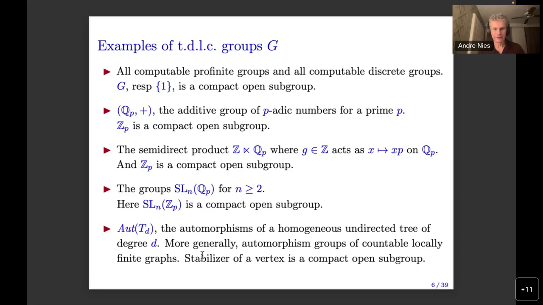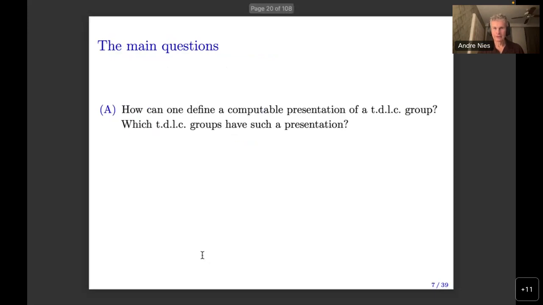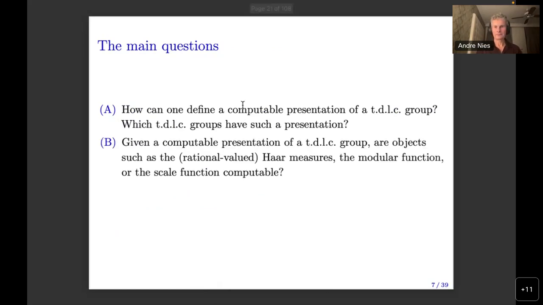The stabilizer of a vertex is the compact open subgroup here. Okay, so I've defined a notion and given you lots of examples, and now we want a computable theory. We've already mentioned that a lot of examples are computable in some intuitive sense, but what does it actually mean formally? How can I define a computable presentation of a TDLC group, and which groups have such a presentation?